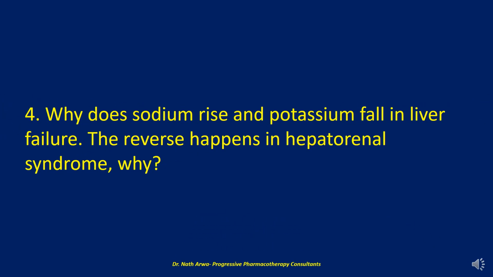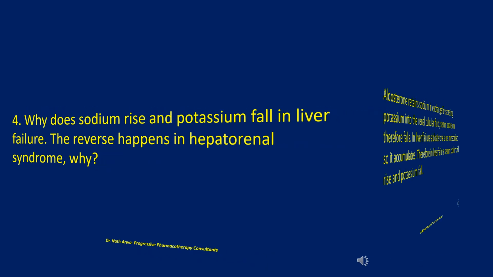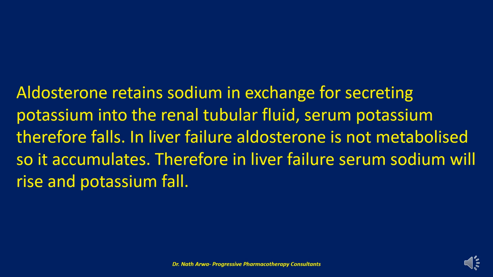Question 4 reads, why does sodium rise and potassium fall in liver failure? The reverse happens in hepatorenal syndrome. Why? Aldosterone retains sodium in exchange for secreting potassium into the renal tubular fluid. Serum potassium therefore falls. In liver failure, aldosterone is not metabolized, so it accumulates. Therefore, in liver failure, serum sodium will rise and potassium fall.